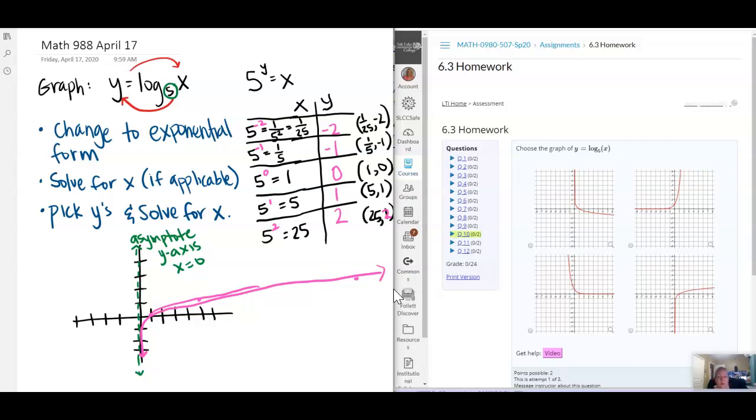All right, what questions do you have on that? About any of this graphing? How exponentials and logs are together?